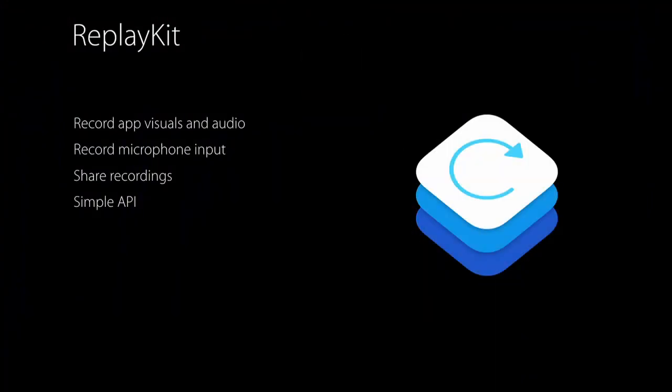ReplayKit provides the ability to record your app's audio and visual content. In addition, you may enable microphone recording. By doing so, your users can provide voice commentary while playing their games. After a user creates a recording, they may share the recording directly from your game using the system share sheet. ReplayKit has a simple API, and as you're going to see today, a small amount of code is required to bring these features to your games.